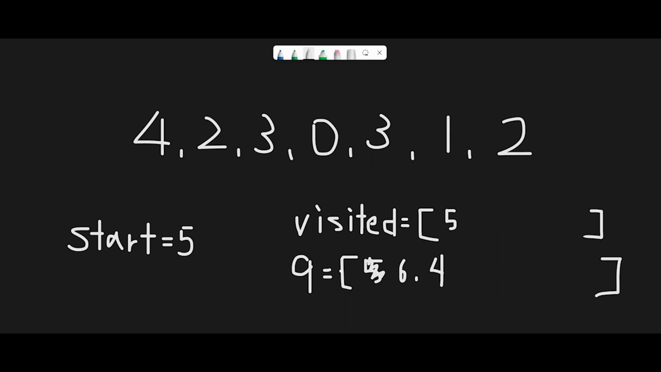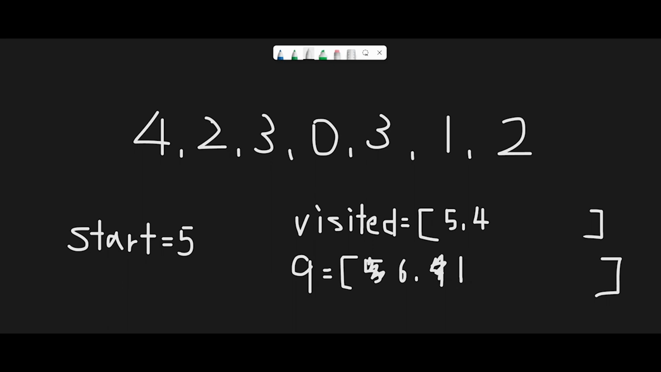Then again I pop a value from Q, in this case 4, and add 4 to visited, and check index 4: 0, 1, 2, 3, 4, and we find 3. So we can jump forward 3 times, 1, 2, 3, and it's out of bounds. We can jump back 3 times, 1, 2, 3, and we reach index 1. So in that case, add index 1 to Q.